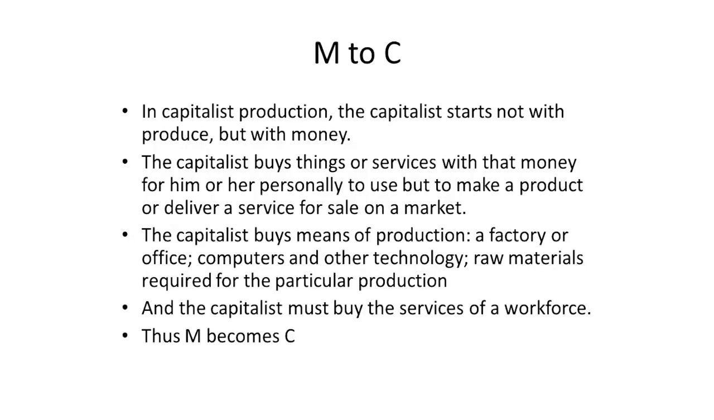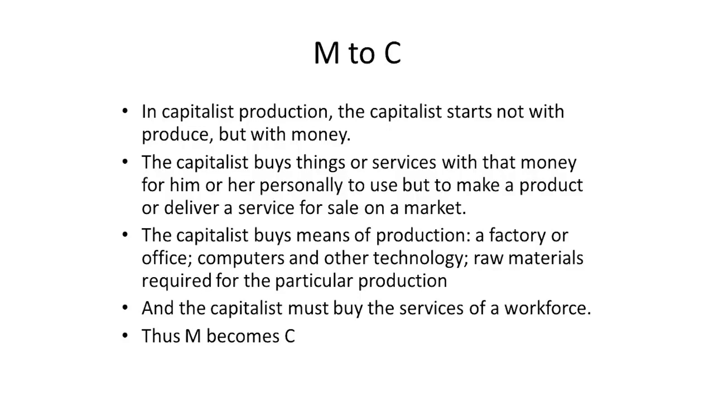In capitalist production, the capitalist starts not with produce, but with money. He buys things and services with that money, not for him to use personally, but to make a product or deliver a service for sale. So everything in production is for the market. It's not for personal use, on the whole. A capitalist doesn't build his own yacht. He might buy a yacht if he could afford it later on, but his activity is engaged in selling on the market, as we've just seen, by factory, computer, etc.